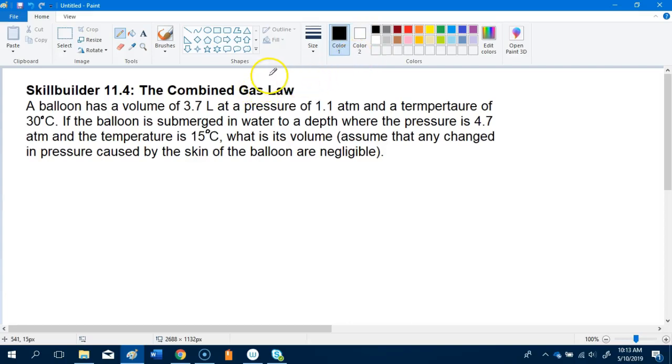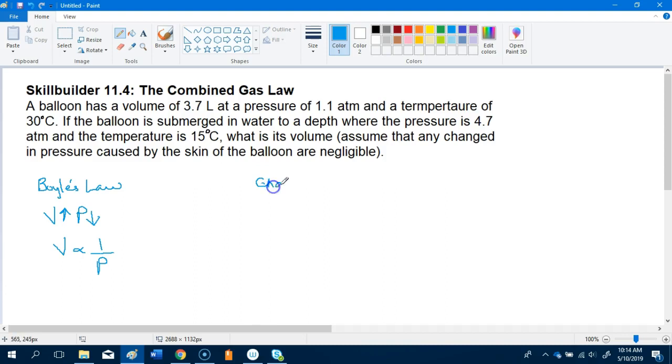Hi, in this video we're looking at Skill Builder 11.4 on the combined gas law. As a refresh, we've already looked at Boyle's law, which is the relationship that when volume increases, pressure decreases. This is an inversely proportional relationship, so we say that volume is inversely proportional to pressure. If volume goes up, pressure goes down. If volume goes down, pressure goes up.